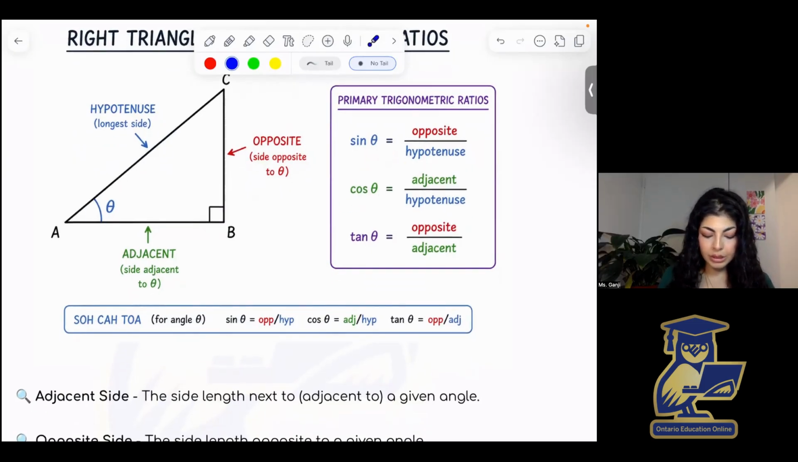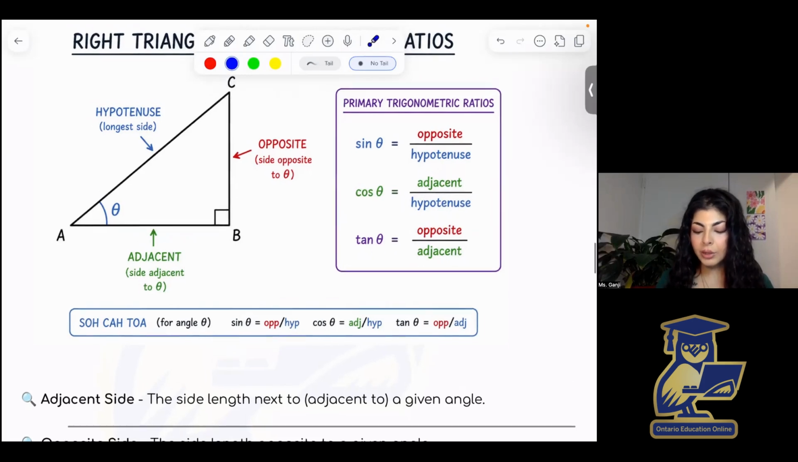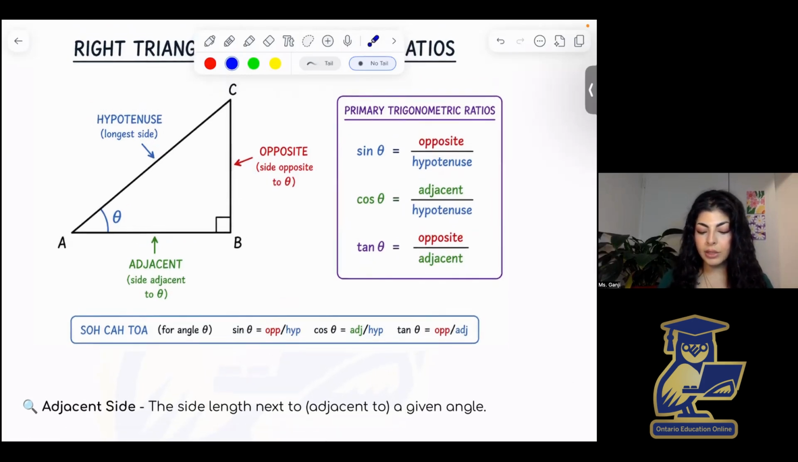The cosine, which is CAH, is the adjacent side, so adjacent is next to, the adjacent side length over the hypotenuse. And finally, the tangent or TOA is going to be the opposite side length over the adjacent, so the hypotenuse is not being used here. And as you can see, each of these side lengths are being used twice in these ratios and they're accounted for there.